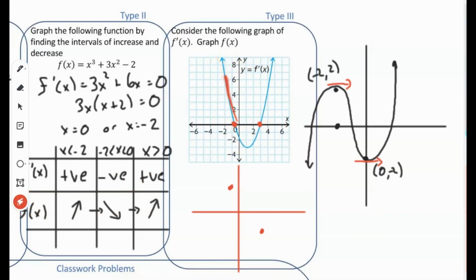Right here, the value is always positive, so we have an increasing function. So right there, we have an increasing function. Here it's negative, so we have a decreasing function, and here it's positive, so an increasing function. Where here we have our horizontal tangents. So we start increasing, then a horizontal tangent, decreasing, and a horizontal tangent, and increasing. So our original function, one example of what it could look like, would be that.